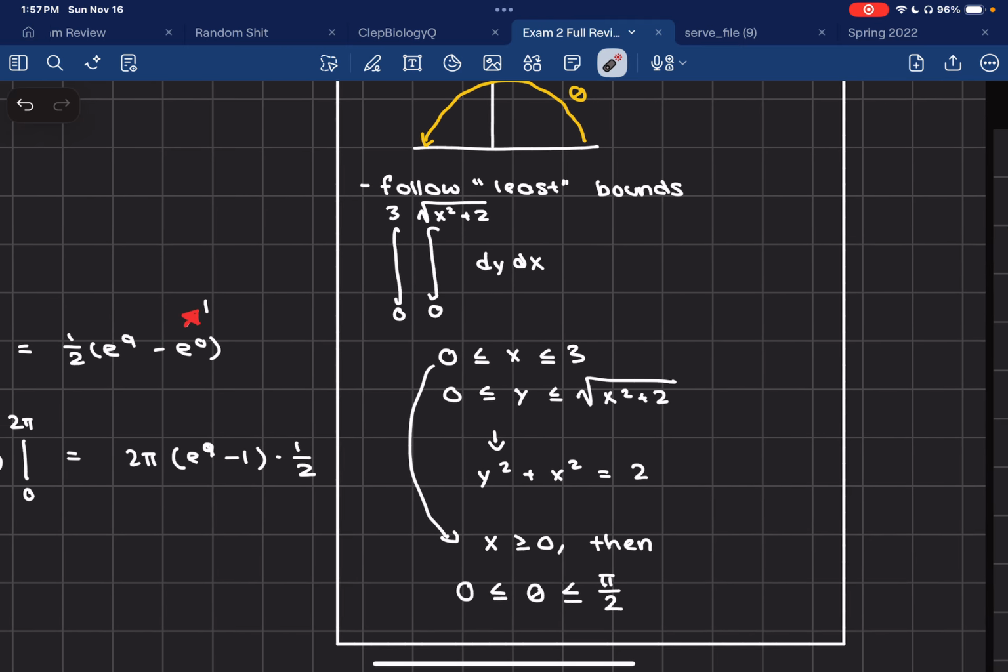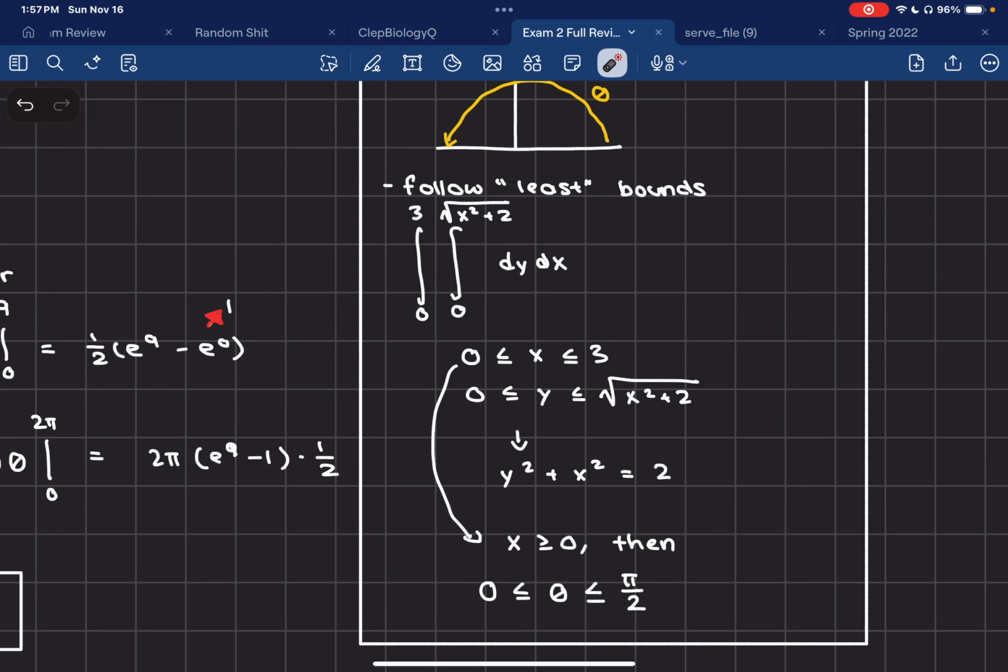And also, when you're integrating over a double integral, follow the least bounds. Always integrate what has variables in it first and leave the constants last.